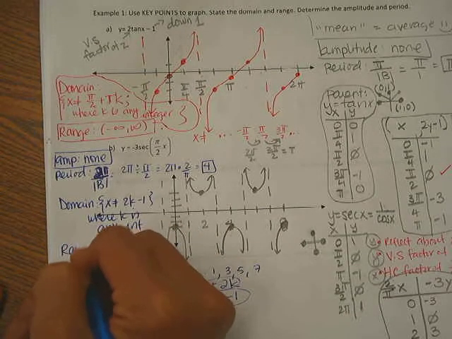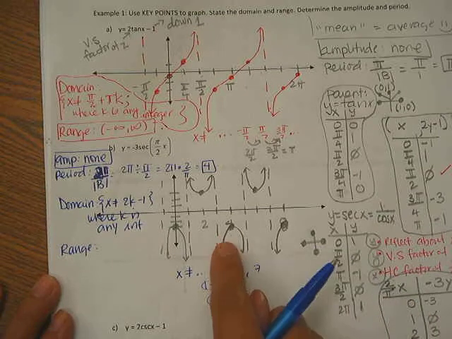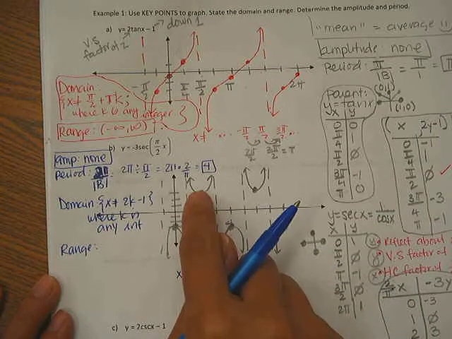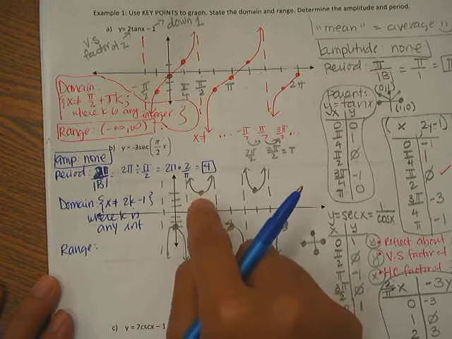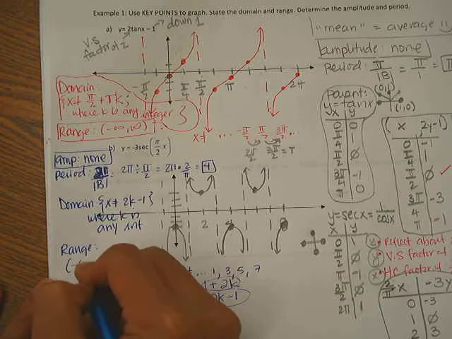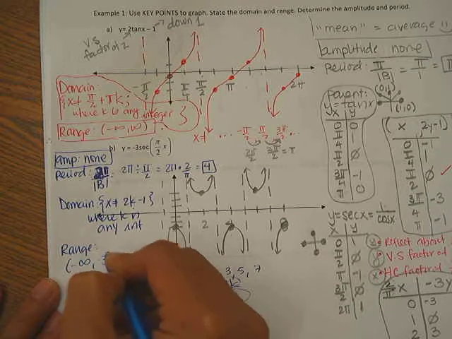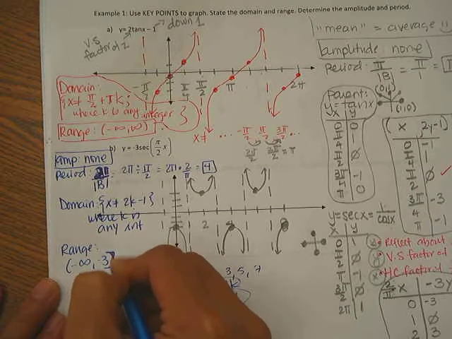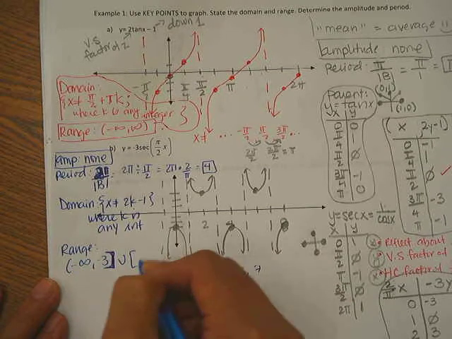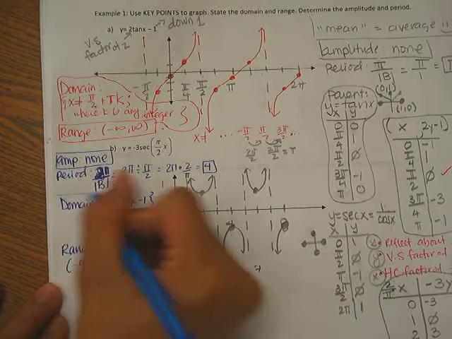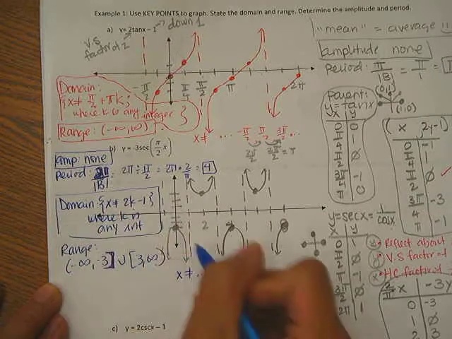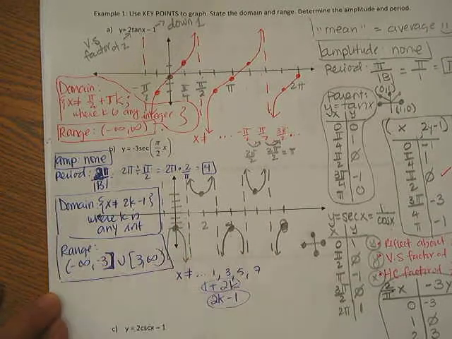In your range, let's talk about your range. It looks like from negative 1 and down, and positive 1 and up. I'm sorry, not 1, 3. Negative 3 and down, and positive 3 and up. So we can write negative infinity to negative 3, inclusive, my bad, inclusive at negative 3. Union that with 3 to positive infinity. So those are your domain, and that is your range.